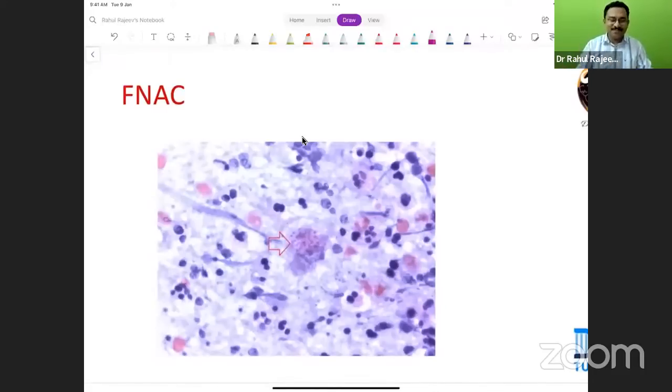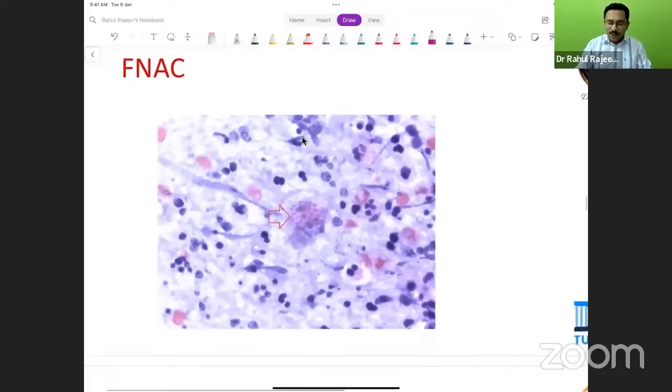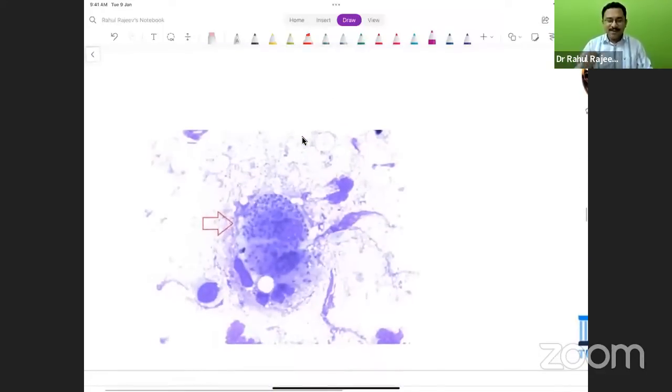You're seeing a finding. And I've given an arrow. The arrow is something that I've marked. There is a finding there. Can somebody tell me what is the finding there? There is a red arrow showing a finding. This is the low power view, and I'll show you the high power view as well. This is the high power view. Now, what is this?